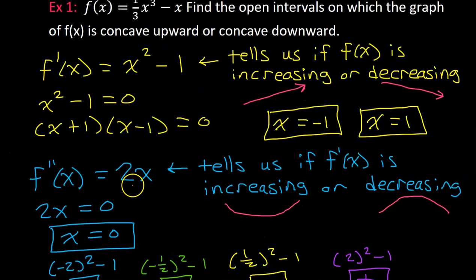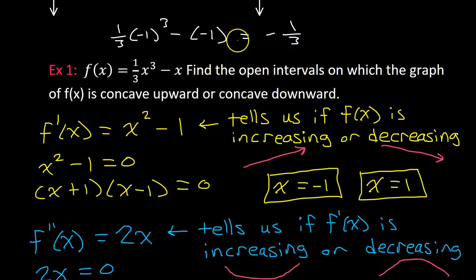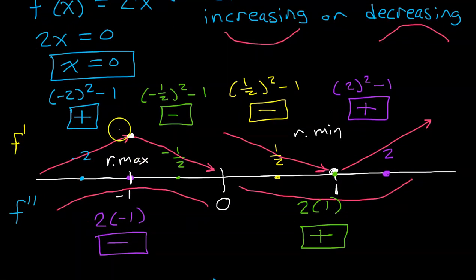So -1. Now we're looking back at the original graph. So if we do 1/3, and then we have -1 to the third power minus -1. -1 to the third power is still -1. -1 times 1/3 is -1/3. Minus a negative is addition. So I have -1/3 plus 1. That is going to be 2/3. So that means we have a relative max at -1, 2/3.